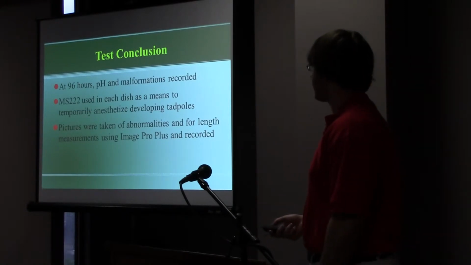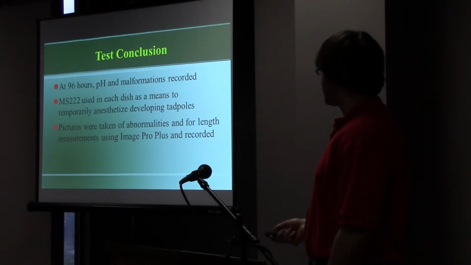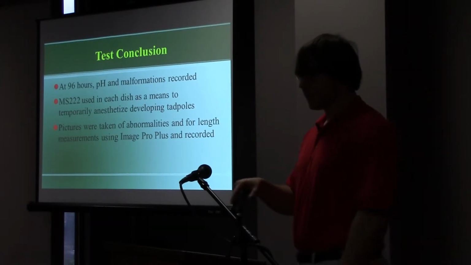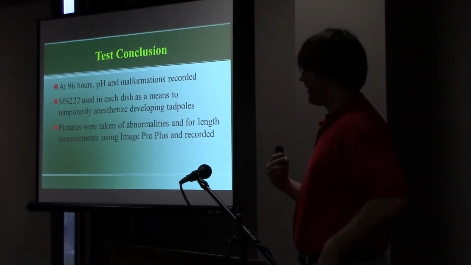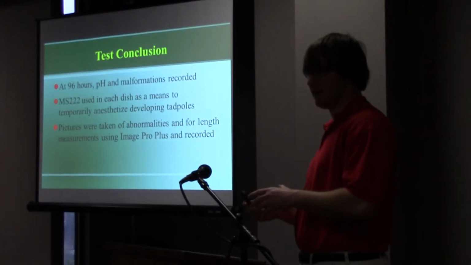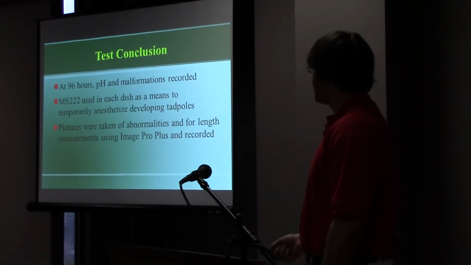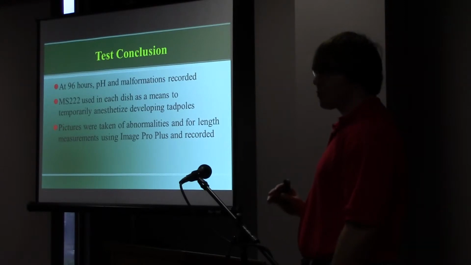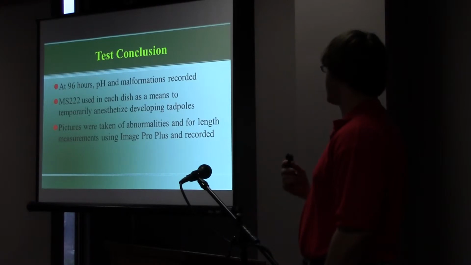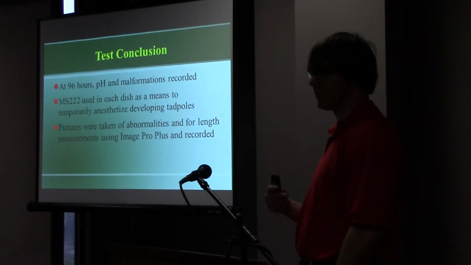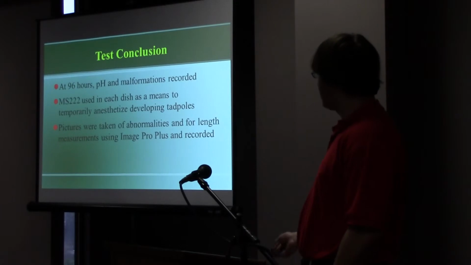So at 96 hours that Friday, pH and malformations are recorded, and in order for me to record the malformations, at this point they're swimming around in the dish. So you have to anesthetize them or knock them out so you can get a good look at them under the microscope. So we use a compound called MS-222, and once they're knocked out, we take pictures of any abnormalities that are present, we record the abnormalities that are present, and then we take pictures for length measurements, and we run that through a program called Image Pro Plus, and it records the size of each tadpole, because we want to see if this compound will stunt their growth at all.